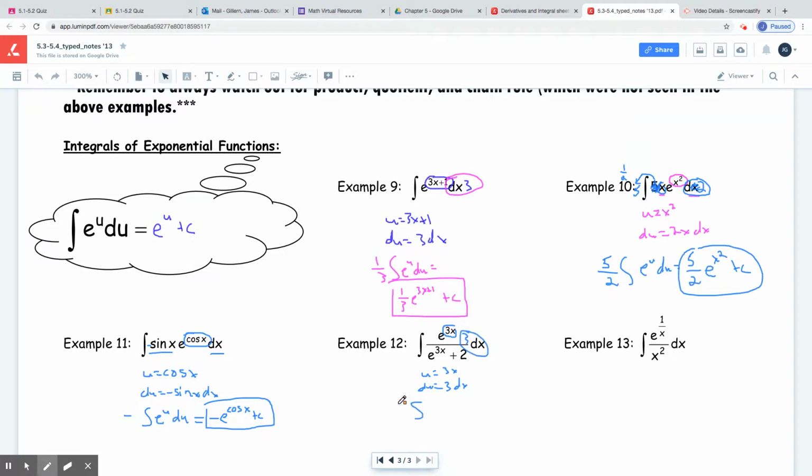I would get 1/3 e to the u over e to the u plus 2. That's not e to the u du. That's nothing I know how to take an integral of. So not going to make u that. Let's instead make u the denominator, right? Which we've done before.